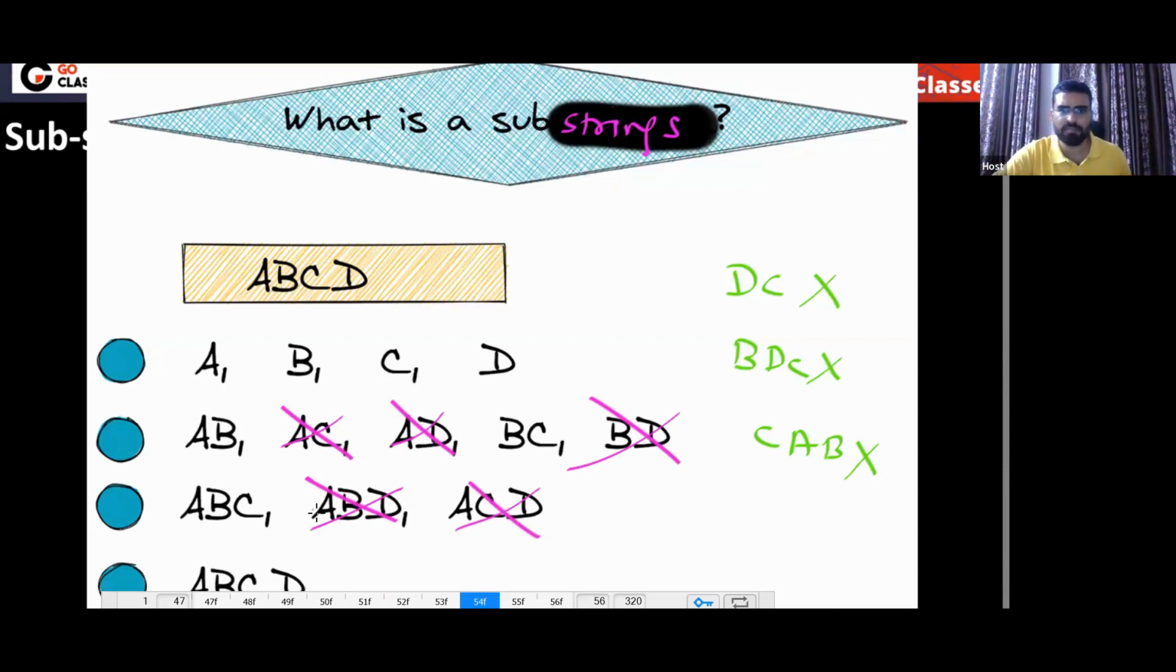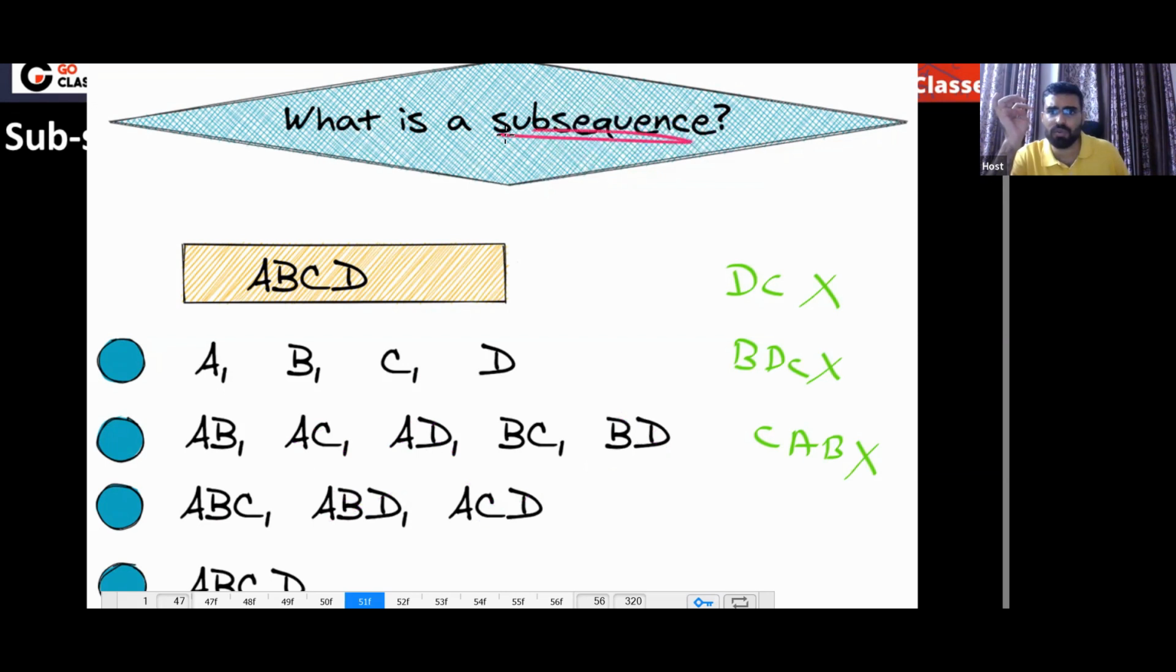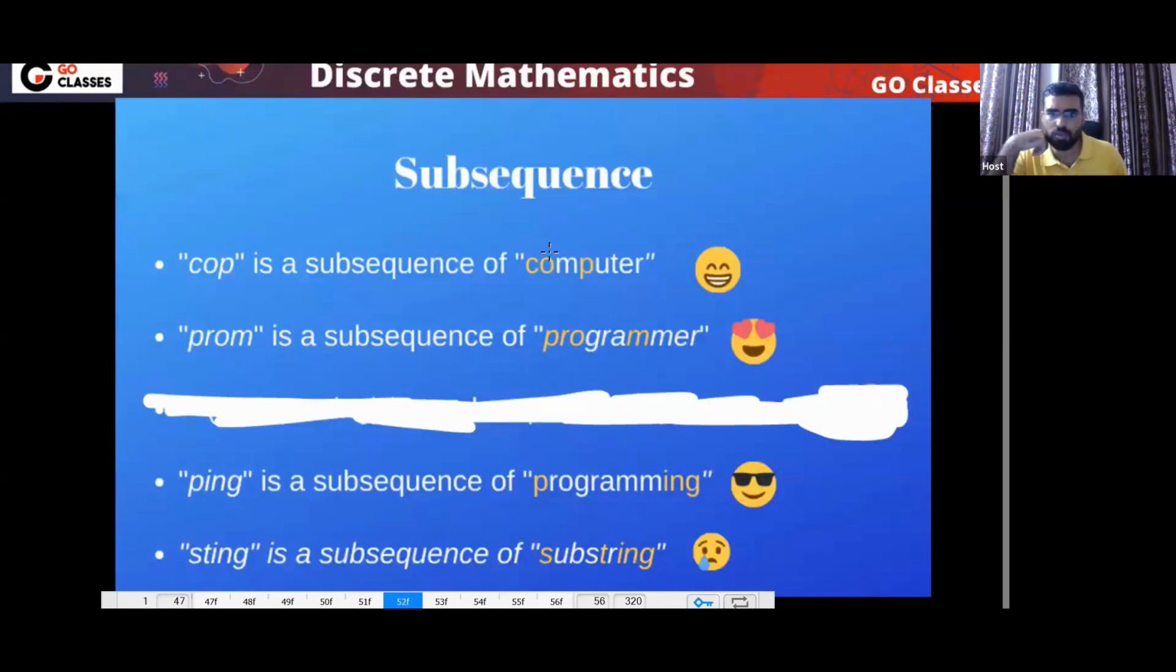Okay, is this clear? What is a substring? What is a subsequence? Subsequence basically means the order must be the same, like this.